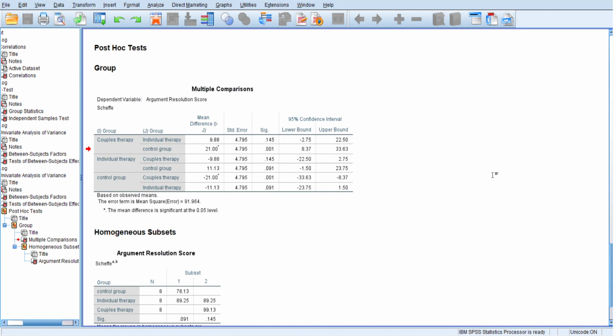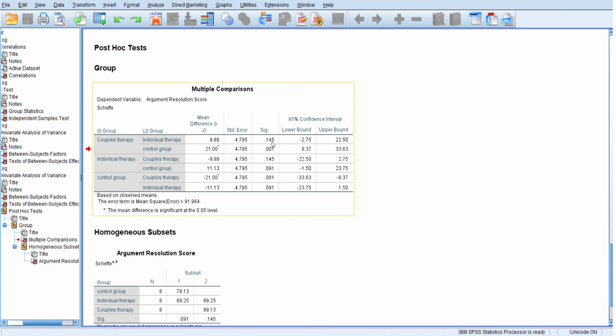Okay, that's not significant. So the way that you would finish writing these results would be, there were not significant differences on argument resolution scores between the couples therapy group and the individual therapy group, because remember we saw that earlier, that the couples minus individual was not significant, and our MDiff for this one is 9.88. Okay, and our p-value for that one is 0.145.